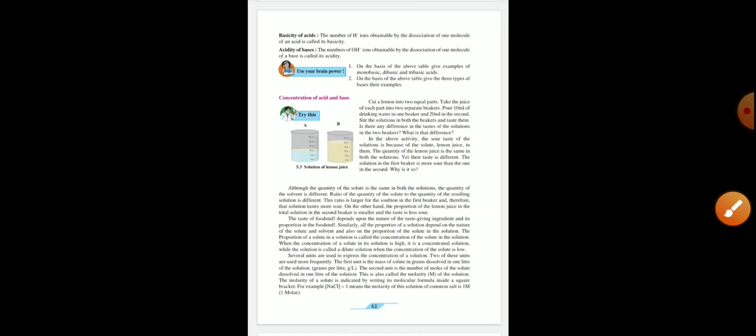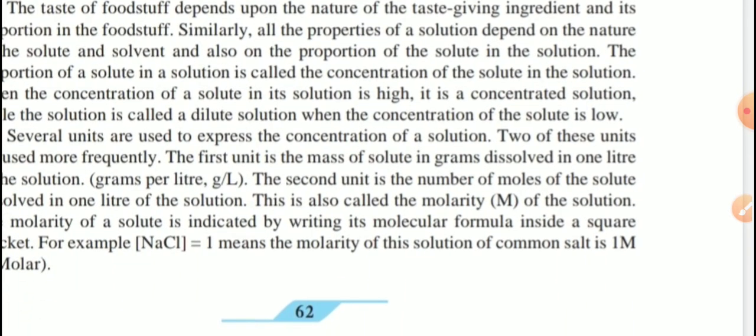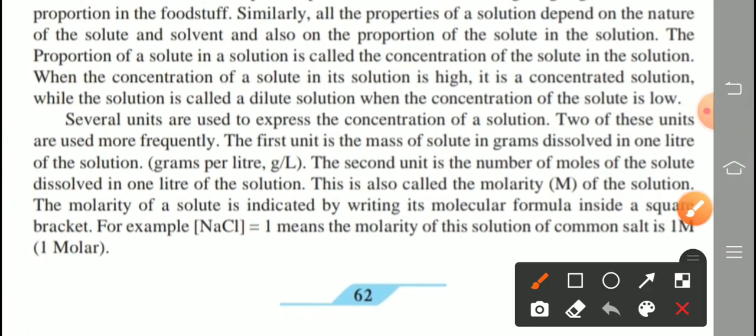Yes. So question: define molarity. What is the question given here? Define molarity. So where is the answer? On this page, you see in the last line, last paragraph. Start from here: the number of moles of the solute dissolved in 1 liter of a solution is called molarity of the solution. So that is the answer of this question given here. Next.